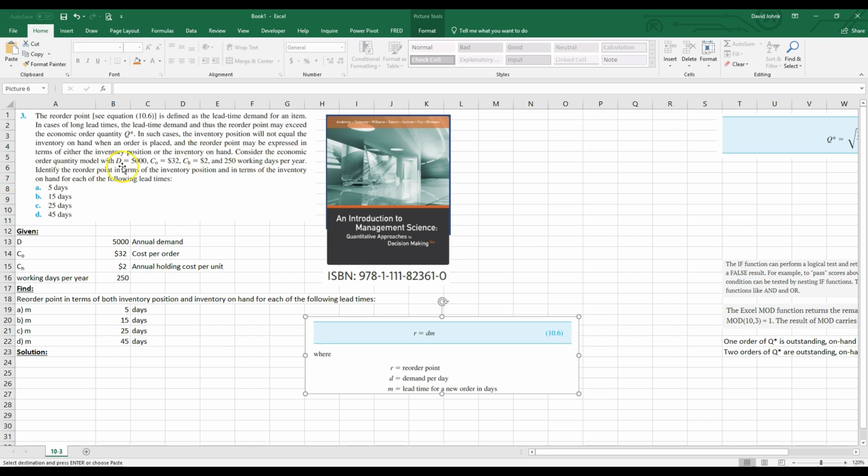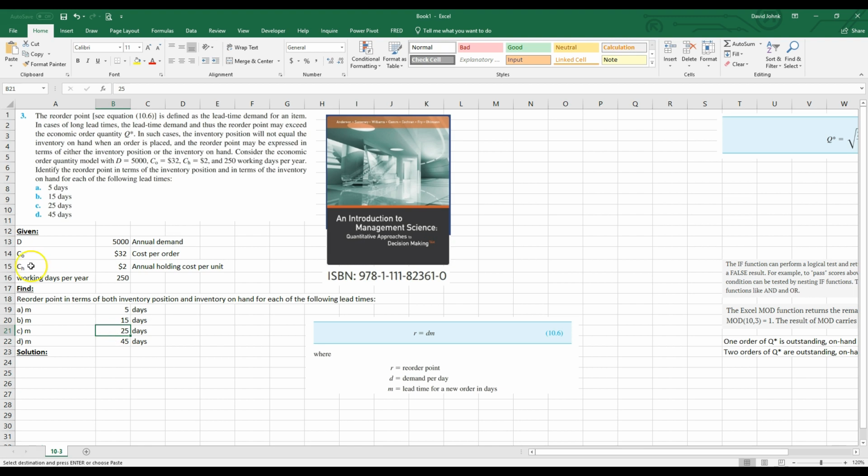Consider the economic order quantity with D, which is annual demand, of 5,000, and C sub O, which is the cost per order, of $32. And C sub H, the cost for holding one unit for a whole year, is $2. And we're going to say we have 250 working days per year. And we want to find the reorder point in terms of inventory position and inventory on hand for each of the following lead times. What they mean by lead time is: if I order a product, it's going to take 5 days for it to get in. If I order a product, it's going to take 15 days or 45 days to get in.